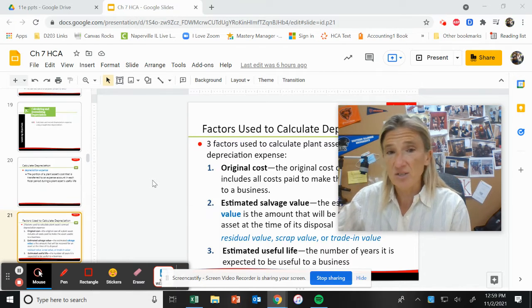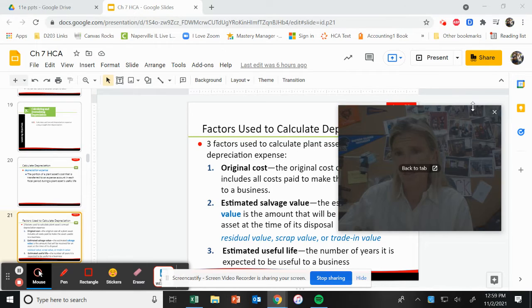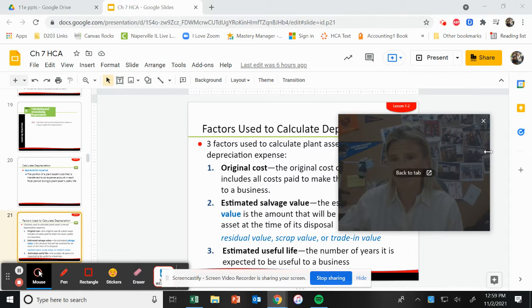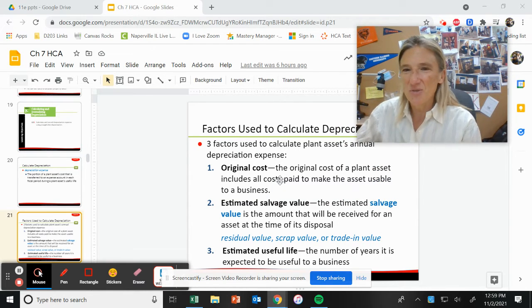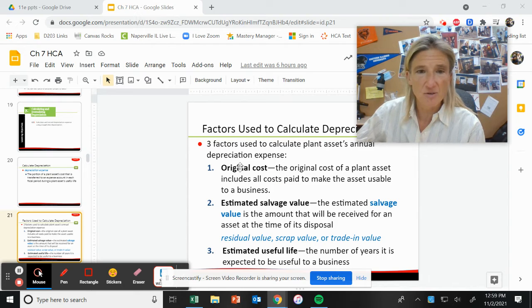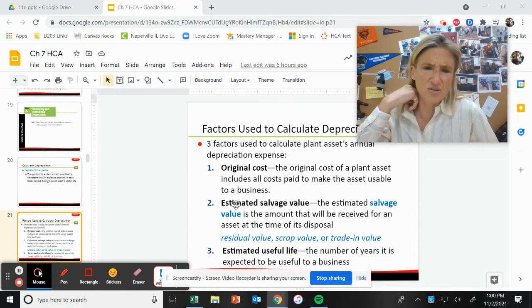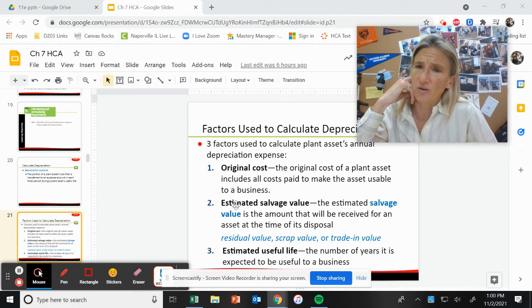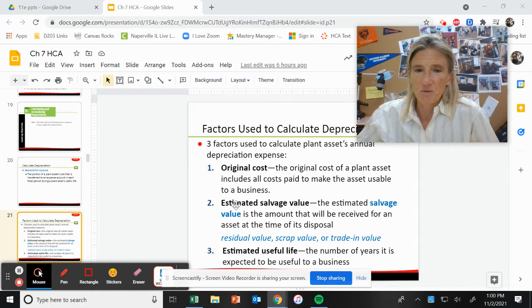Now, the way that we do that is by using straight line, okay? Let me try to move this out of the way. All right, there you go. By using straight line. To use straight line depreciation, you've got to know three things. You've got to know the original cost of the item, the salvage value that you hope to get when you sell it, again given by industry standards, and then also the estimated useful life, okay? So if you know those three things, you can figure out about how much the depreciation expense is going to be per year, all right?